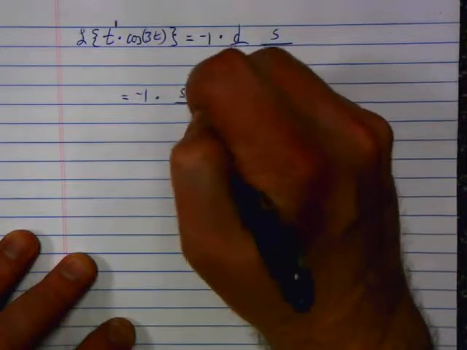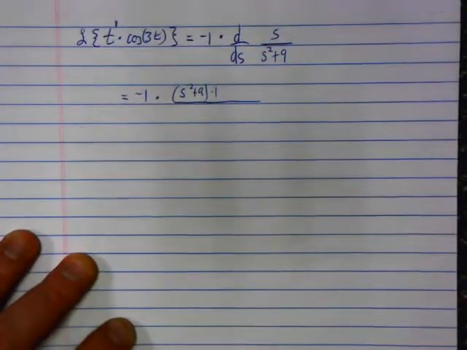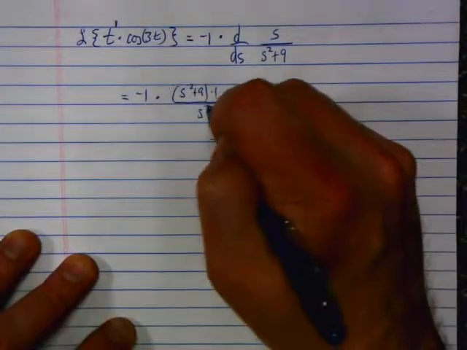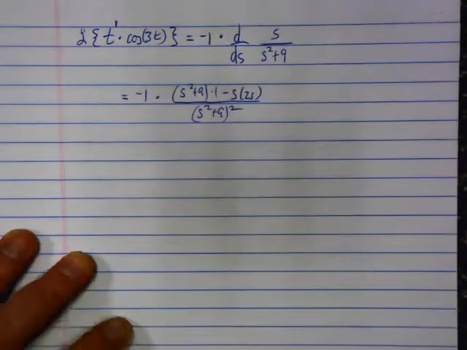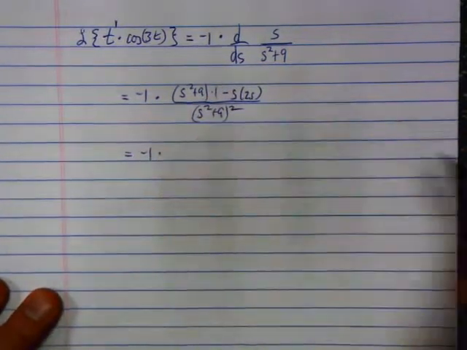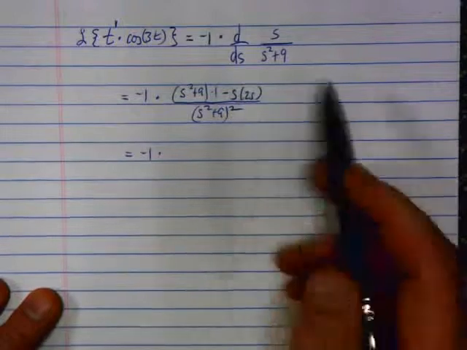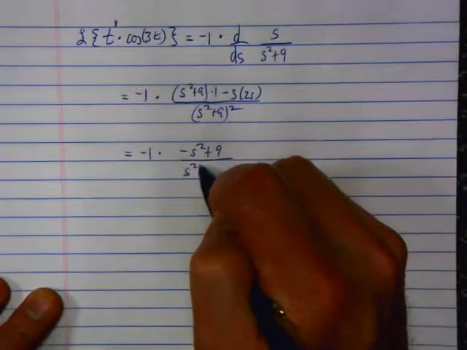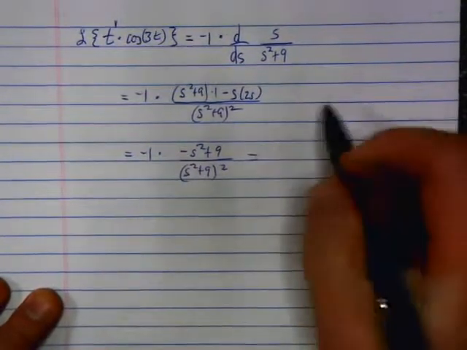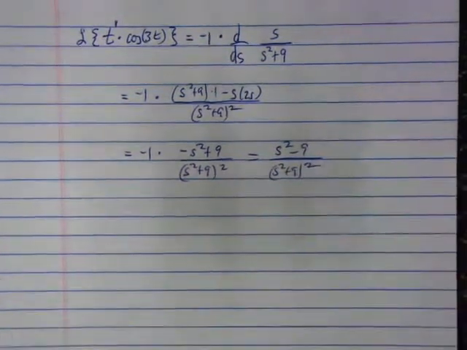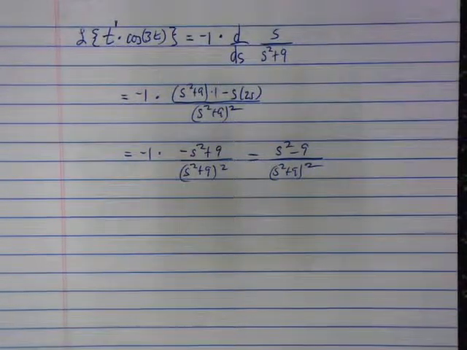So it's the bottom times the derivative of the top minus the top times the derivative of the bottom all over bottom squared. So my answer is negative 1 times. I have s squared minus 2s squared, so that's going to be minus s squared plus 9 over s squared plus 9 squared, which I would probably write as s squared minus 9 over s squared plus 9 squared. Take that negative 1 and multiply it through. Questions on that?